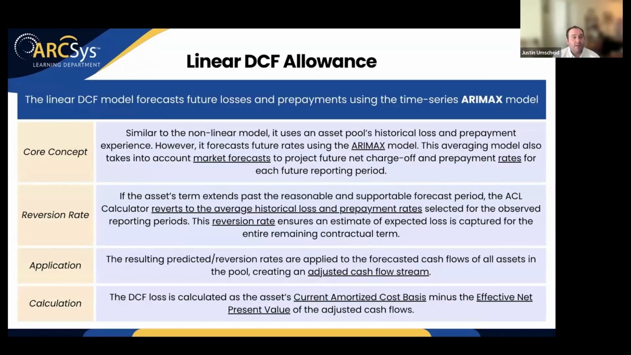We also run what we call a linear discounted cash flow model. And this is more of an averaging model. So, right, the nonlinear is more of a machine learning model. The linear is more of an averaging model. It's just a little bit simpler.